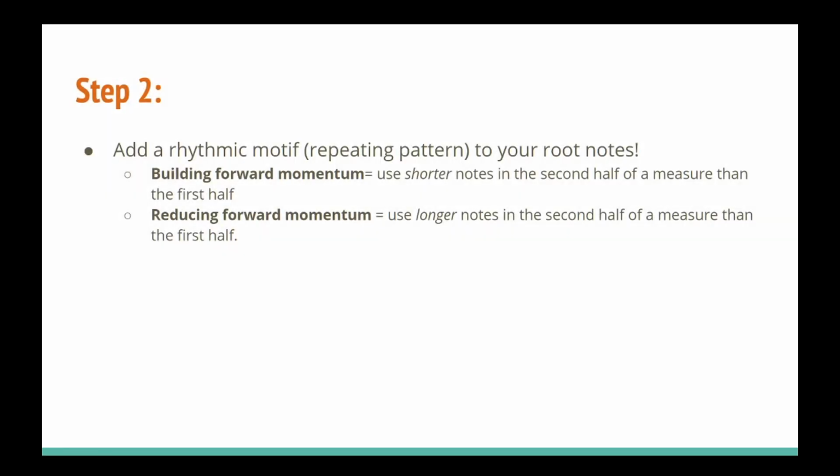Now it's time to bring a little more life to our bass line. The first thing I like to do is to add a rhythmic motif to the mix. In particular, I like to use my rhythm to build momentum. One simple way to accomplish this is to use shorter notes in the second half of our motif than the first half. This gives us some forward-moving momentum. And conversely, if you want to slow down the momentum of your music, you could just start using longer notes in your second half.